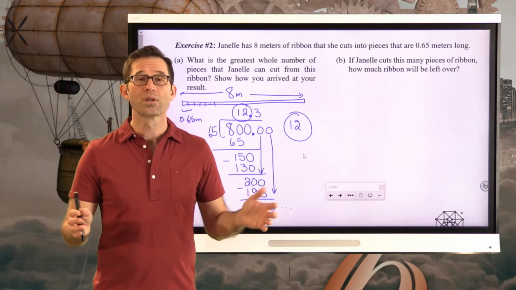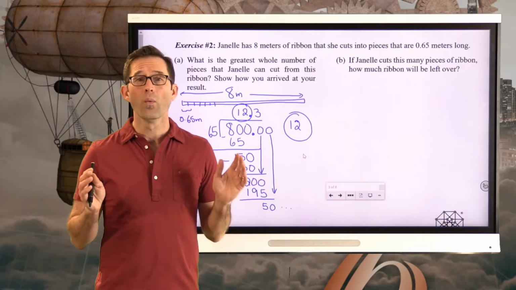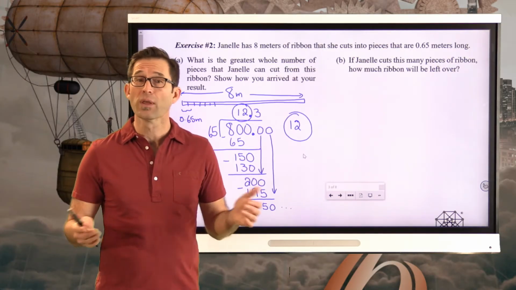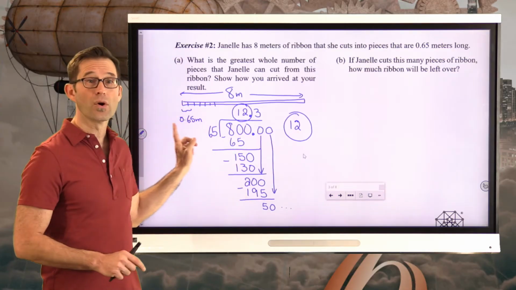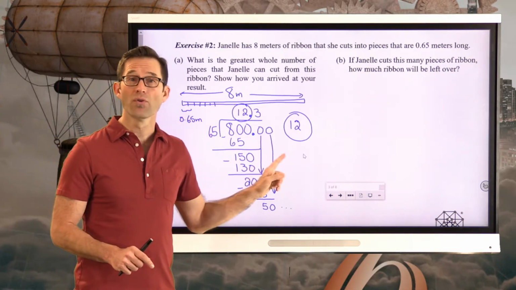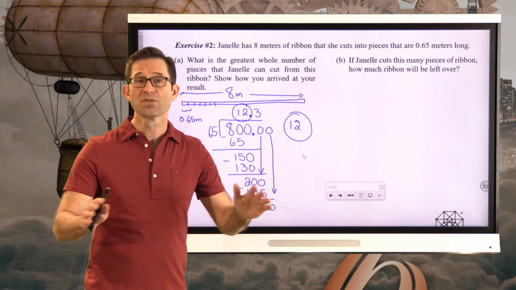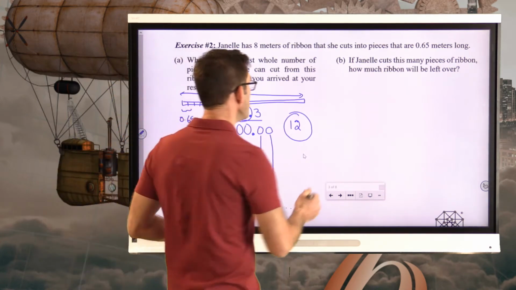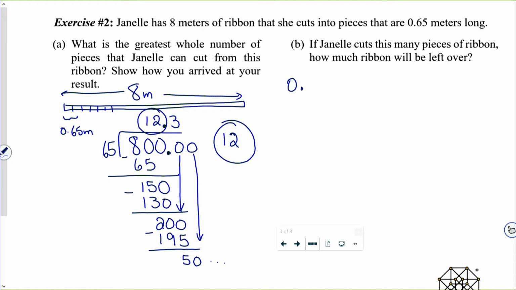Well, there's a few different ways to do this problem, but ultimately what we want to do is figure out how much ribbon she used up, and we can do that by taking that 0.65 meters and multiplying it by 12. That's going to tell us simply how much ribbon Janelle actually used. So let's go ahead and do that. Let's do 0.65 times 12.